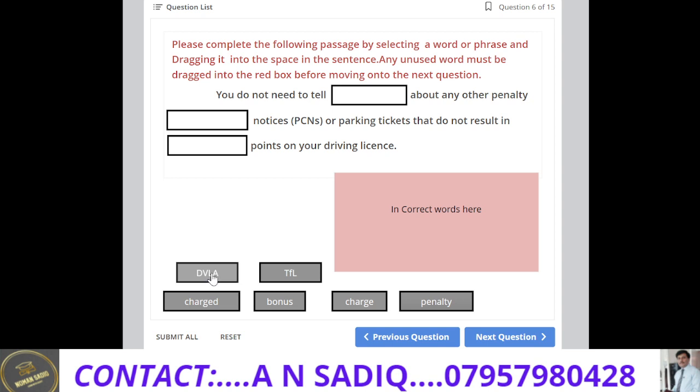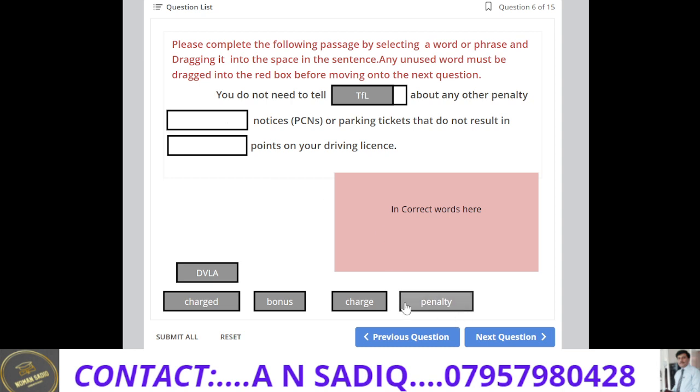So DVLA is nothing to do with it, and TFL. So the others are irrelevant. You have to tell TFL, because PHV drivers are directly linked with TFL. So about any other penalty notices, it is PCN. PCN means penalty charge notices.